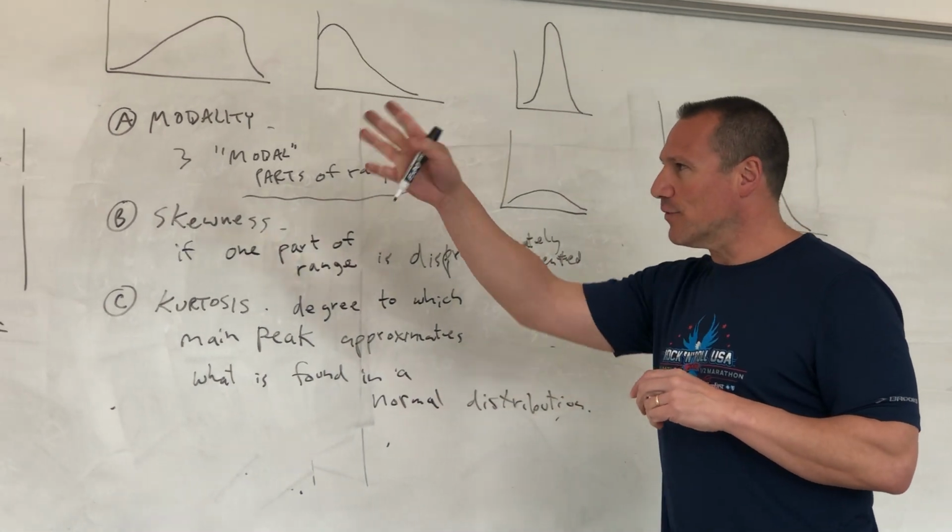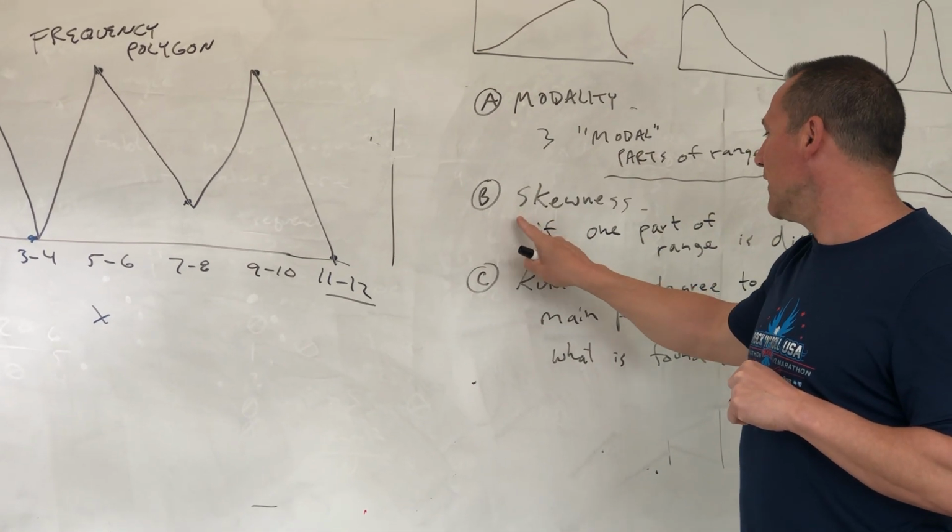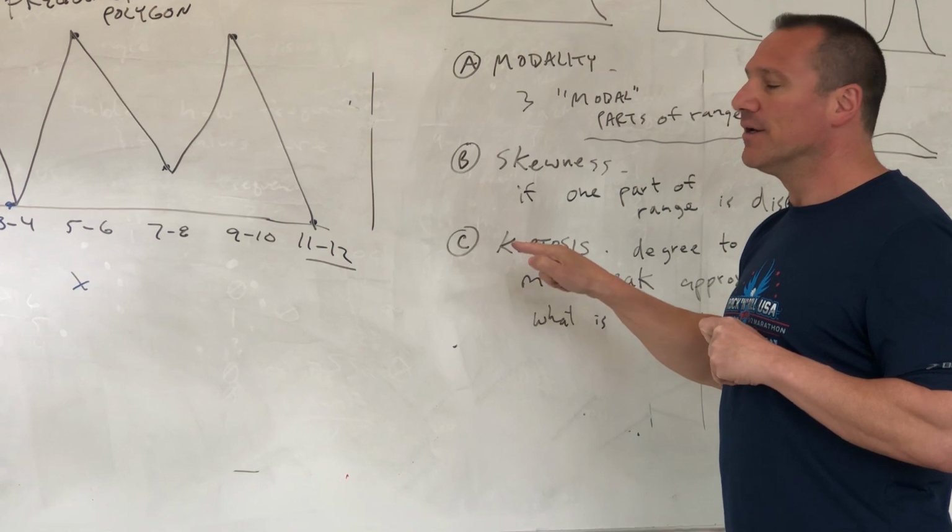So when we get the frequency polygon, we can make a comment on the modality, we can make a comment on the skewness, we can make a comment on kurtosis.